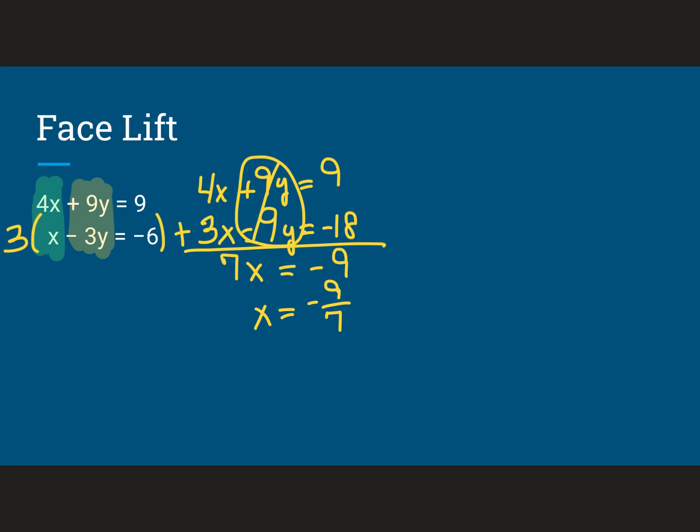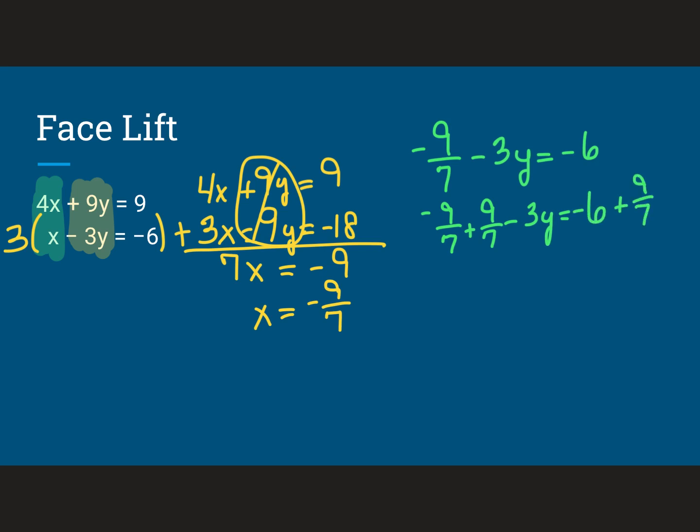So let's go on to what we do next. The same thing, we're just going to go ahead and put this into our equation. So I have x, which is negative 9/7, minus 3y equals negative 6. I'm going to add 9/7 to both sides. So I have negative 9/7 plus 9/7 minus 3y equals negative 6 plus 9/7. So that over here is going to be a negative 3y.